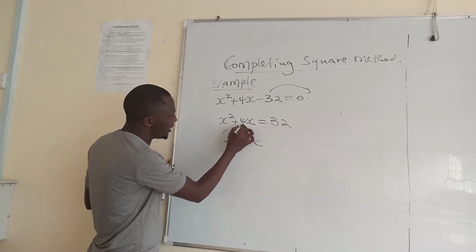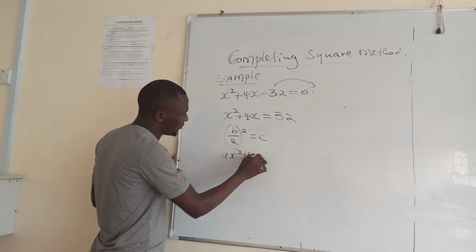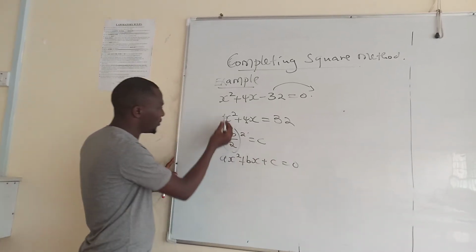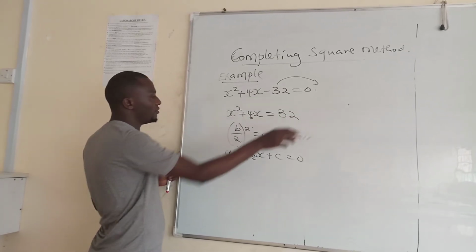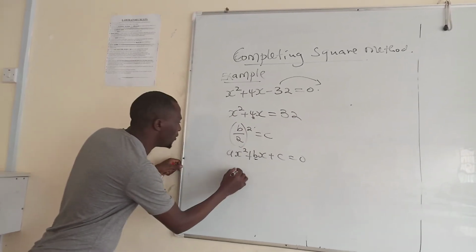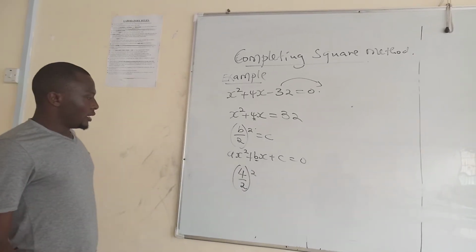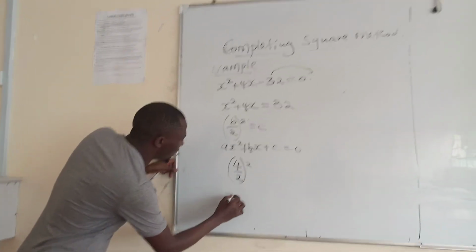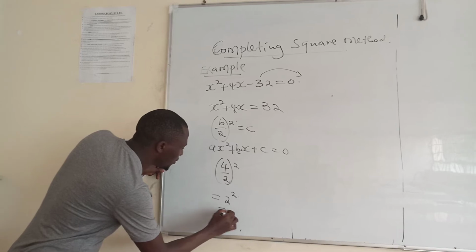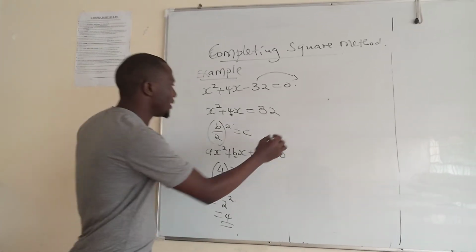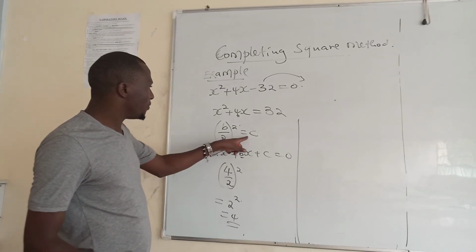Therefore, our B is here, remember, from the general quadratic equation. And now you can see where everything is. This one is here. This one, we have already taken to the other side. So B is 4. So realize this is 4 over 2 squared. And so this becomes 2 to the power 2, which is 4. So when you get 4 here, this is the value of C.